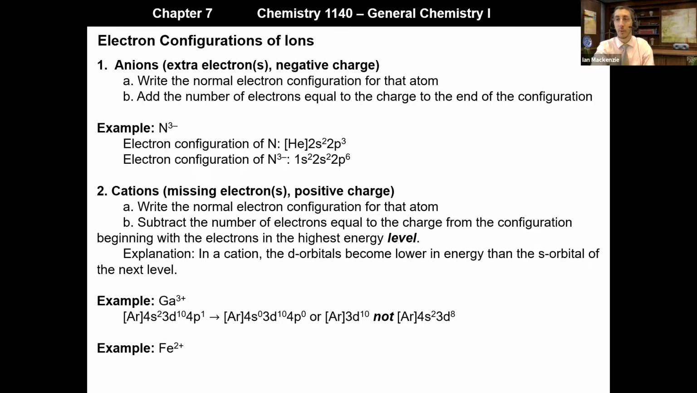Let's do maybe another example, one that starts with d orbital. So iron 2+. In this case, iron starts out as argon 4s2 3d6, and I need to lose 2 electrons. In a cation, the d orbital is lower than the next energy level's s orbital. So I take the 2 electrons from the s orbital and not from the d orbital. So I end up with argon 3d6 and not argon 4s2 3d4. So that's how I would do electron configurations for ions.